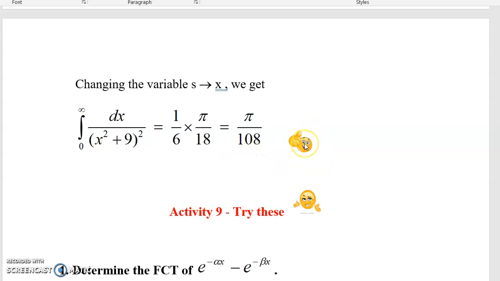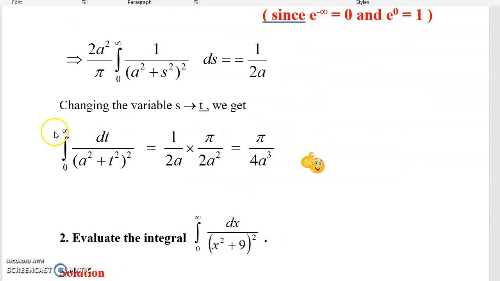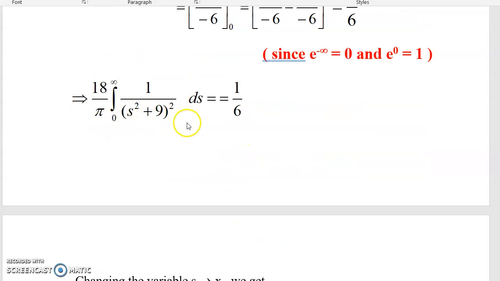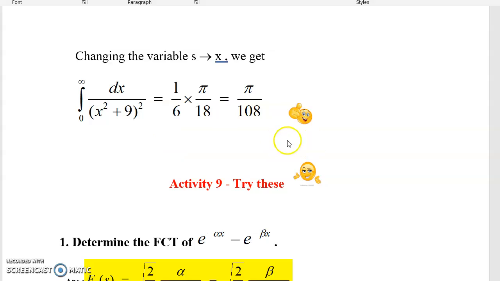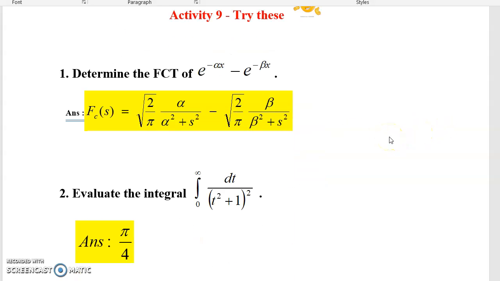So using Parseval's identity, we have learned how to evaluate these kinds of integrals. So in the first problem, we saw a general integral in terms of a, and in the second problem, specifically for a number, we have seen how to evaluate such integrals. So using these concepts, try out these problems.